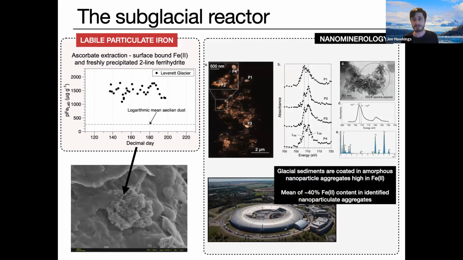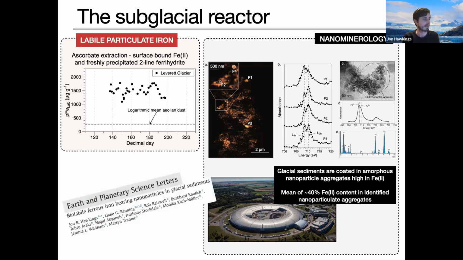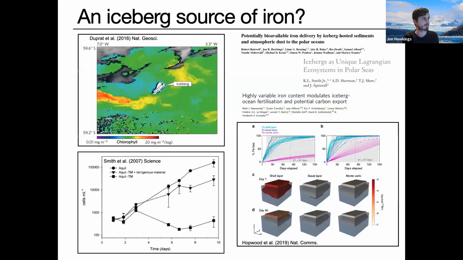And more work that we've done has tried to identify the valence state of some of these nanoparticles, so whether it's iron 2 or iron 3, and relating that to how bioavailable these particles might be. And it turns out that a lot of these nanoparticulate aggregates that we thought were ferrihydrite because we extracted it and measured it could be iron 2 rich. And that's great for some microbes. They love iron 2 rich particles. It could be more bioavailable. And we published that a couple of years ago.